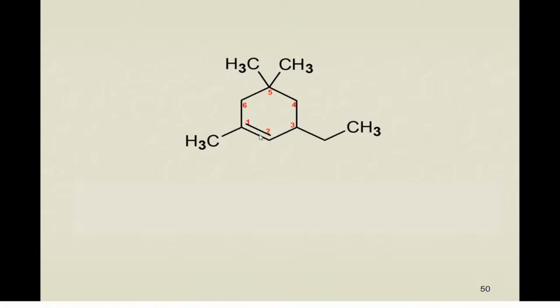Now, if it's the same, we need to choose the direction where our substituents start earlier, that means have the smallest number. So if we move according to what I did, the first substituent is at the first position. If we number the other way, the first substituent will be at the second position. So definitely we will prefer anticlockwise.